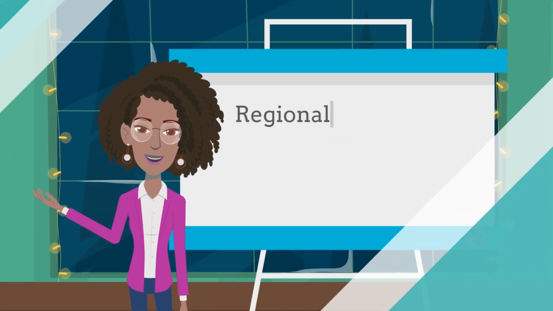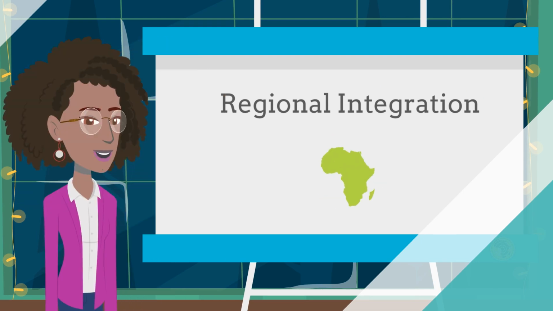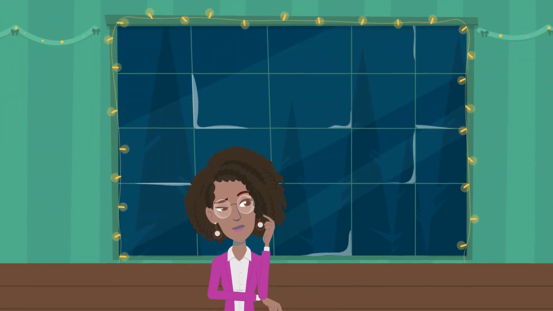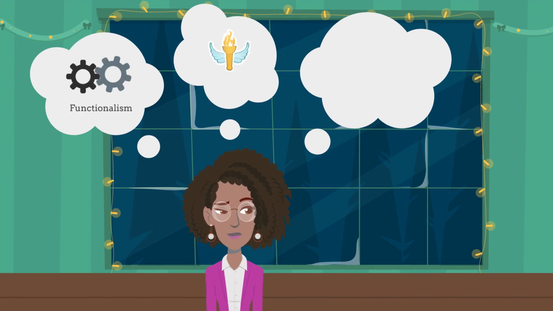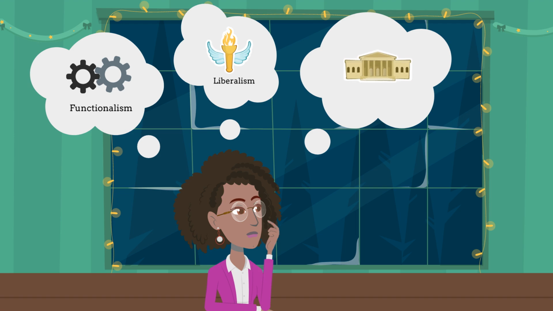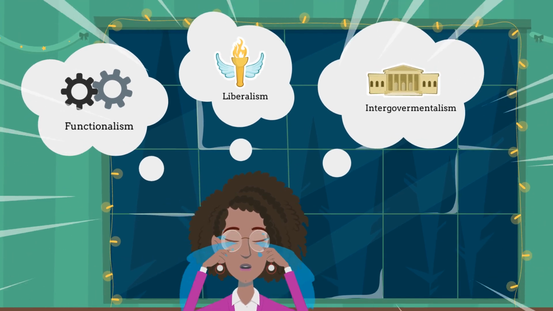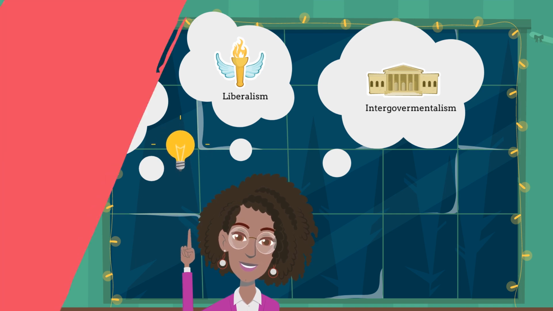So, you've decided to learn about regional integration. Great, you've come to the right place. But we're sure you've come across different theories of integration, such as functionalism, liberalism, intergovernmentalism, when learning about regional integration. And you've thought to yourself, wait, what? Don't worry, you're not alone on that front. Like for many of us, these theories can be confusing. So here's a breakdown of what each theory means.